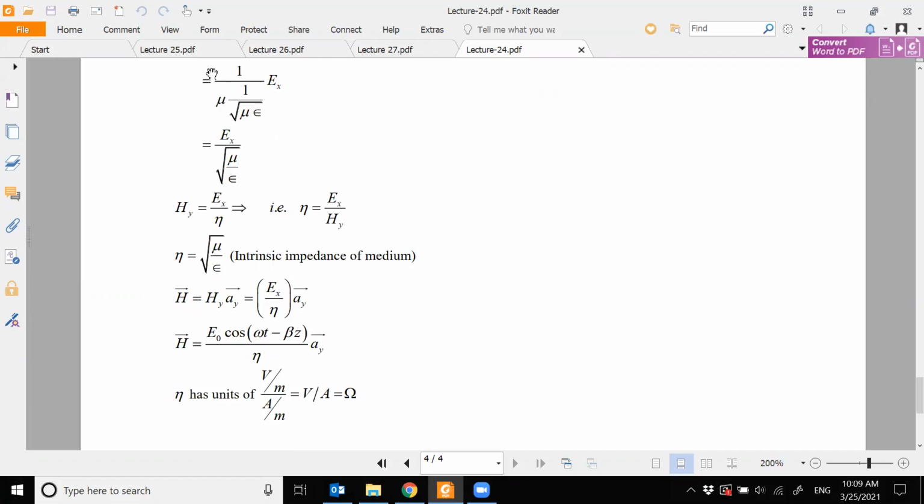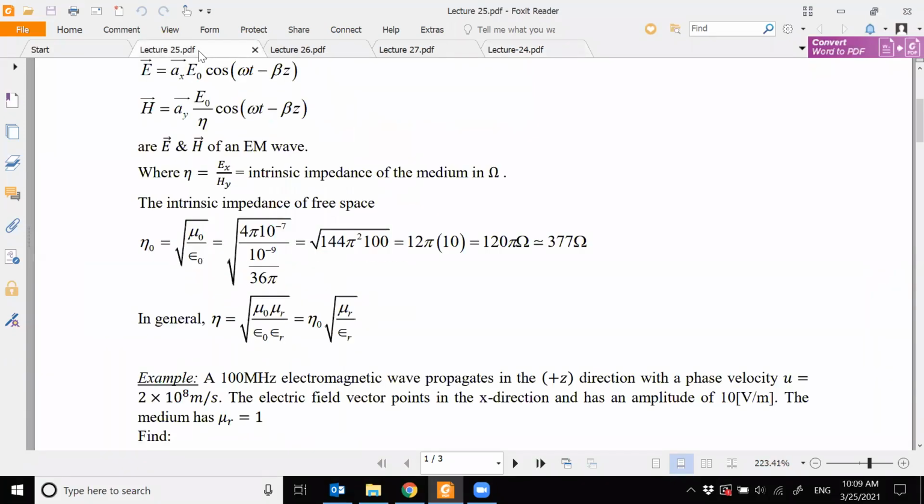And then, based on that, we moved forward. We derived the expression for the intrinsic impedance in free space, which is 377 ohms. That it is nothing but root of mu naught over epsilon naught. And then we also got the eta expression in general, which is eta naught times root of mu r over epsilon r.